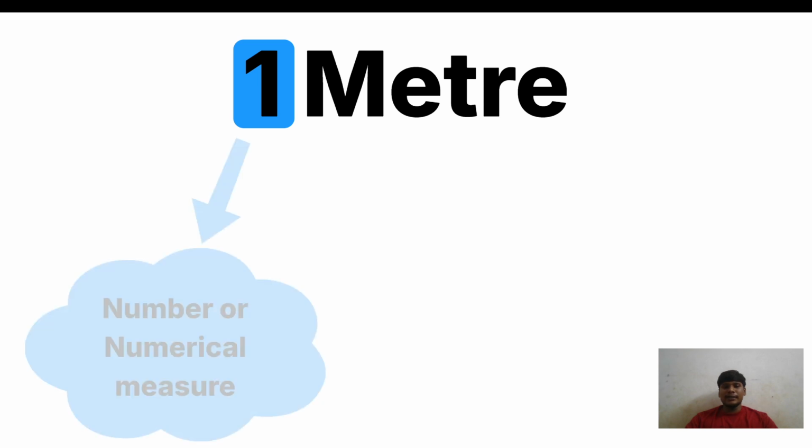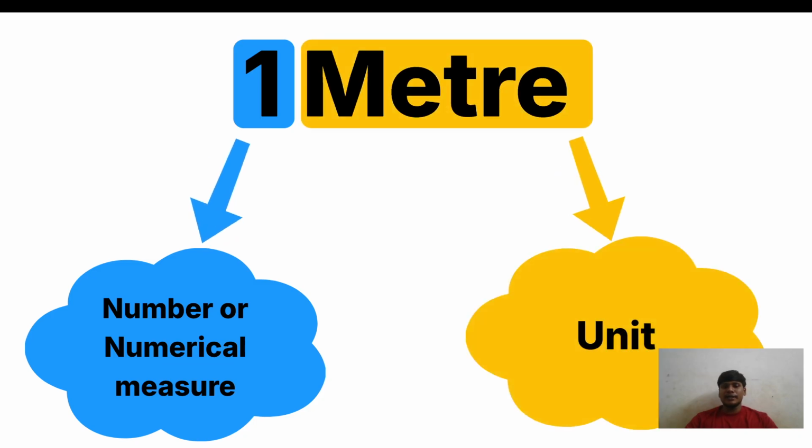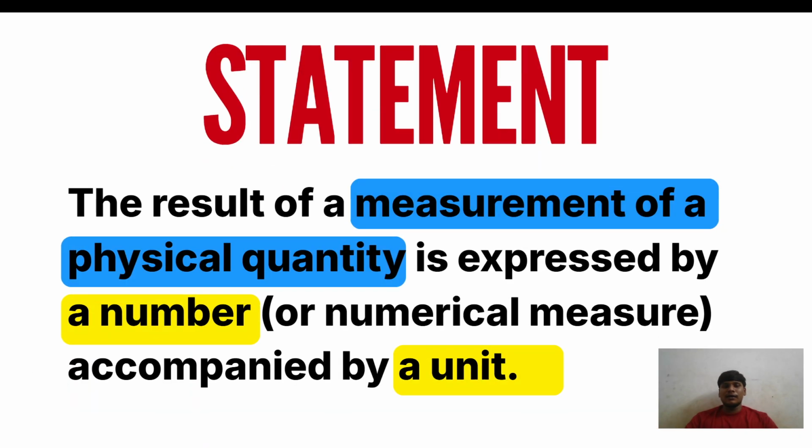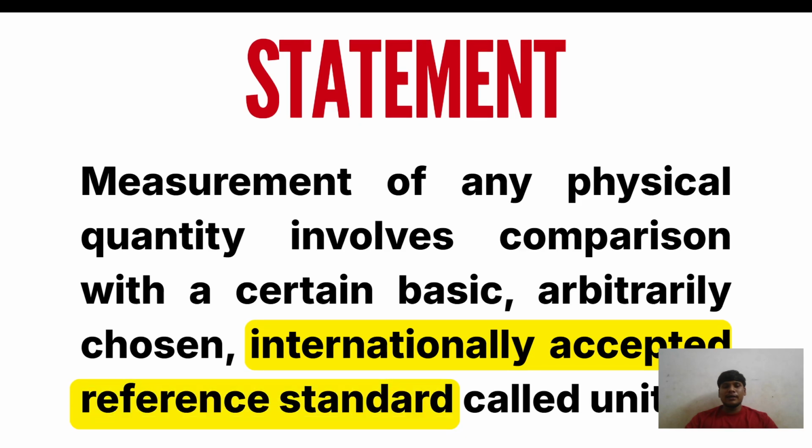The 1 in the statement is the numerical measure, or a number, and the meter in the statement is a unit. So we can go through a statement like: the result of a measurement of a physical quantity is expressed by a number, or a numerical measure, which is 1 in the previous case, accompanied by a unit. A unit is a meter. So now what is a unit here? By statement, the unit is stated as: measurement of any physical quantity involves comparison with a certain basic, arbitrarily chosen, internationally accepted reference standard called a unit.